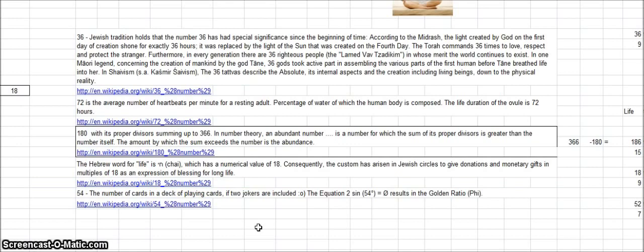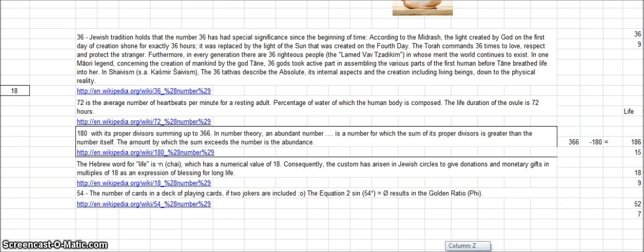54 was the one that I thought was pretty fun. Of course, it ties in with the golden ratio phi as it's part of the equation. I'm not a mathematician as far as this goes, but the equation is 2 sin 54 degrees. So there you go for the 54. And the fun part, and I really love this, this is all out of Wiki, is the number of cards in a deck of playing cards if 2 jokers are included. And of course, if you think about love, yeah, you've got 2 jokers included, don't you?